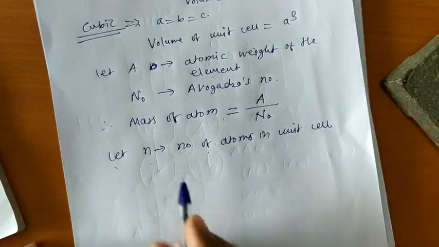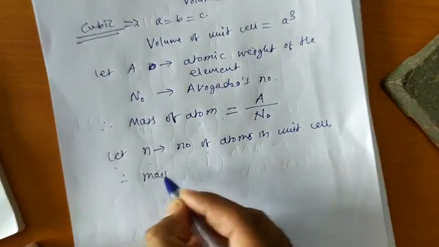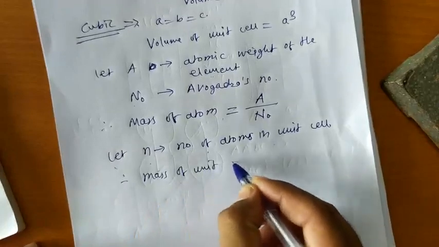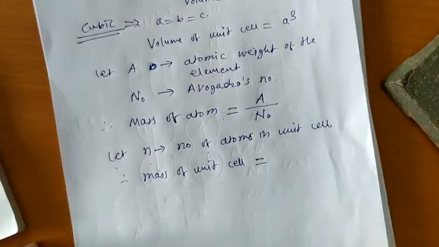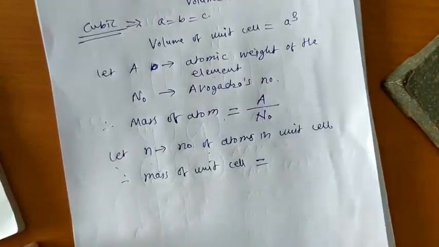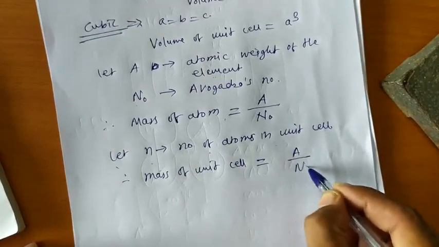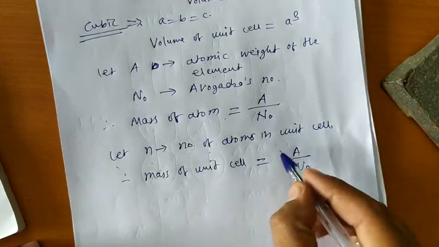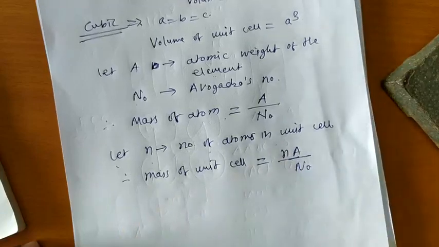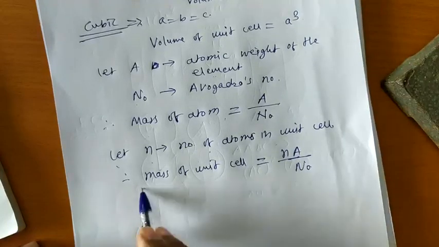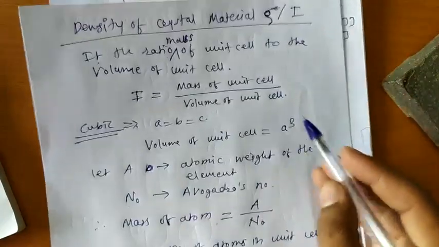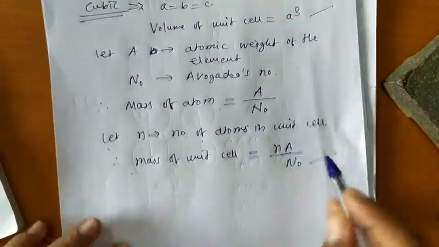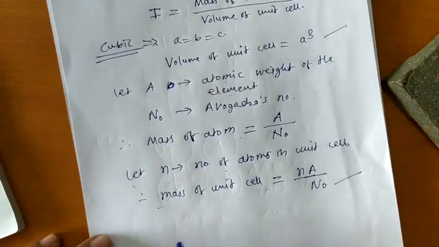Therefore, the mass of unit cell must be equal to the mass of an atom, A upon N0. Since the unit cell contains n atoms, we multiply this by n. Therefore, nA upon N0 gives the mass of unit cell. Now we have the volume and mass of unit cell, and by this we can find the density of crystal material.